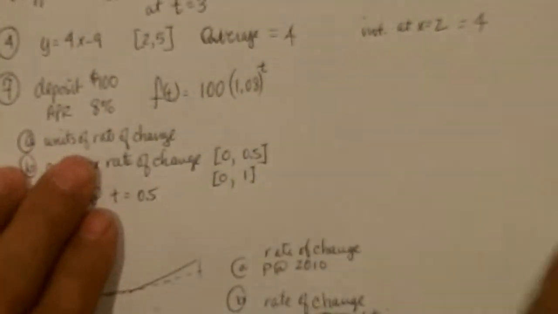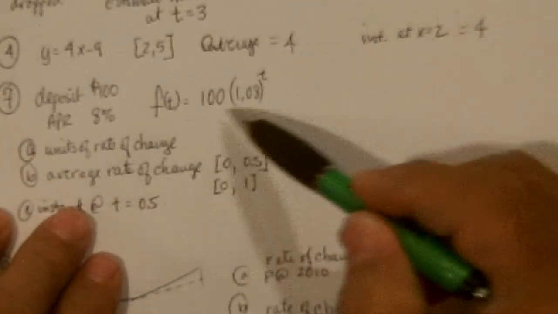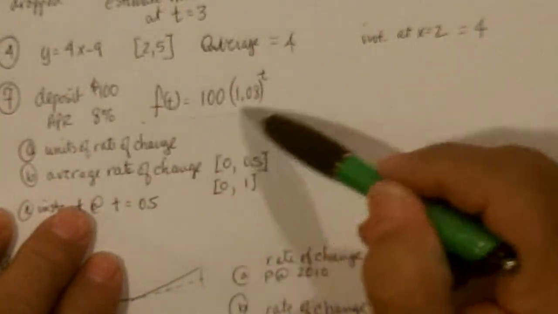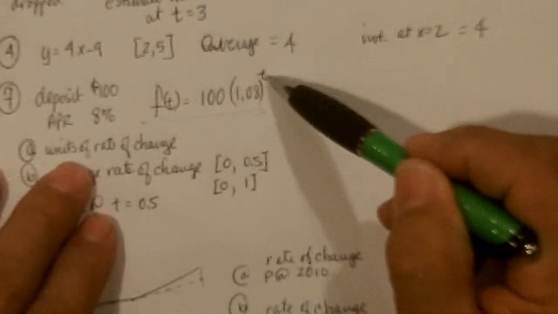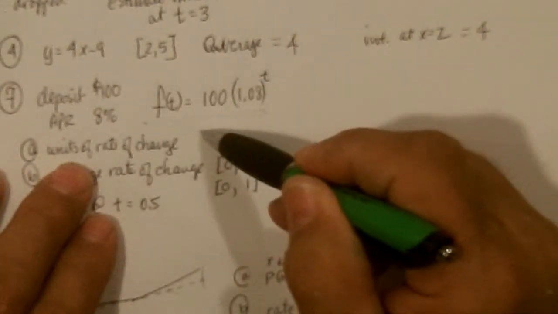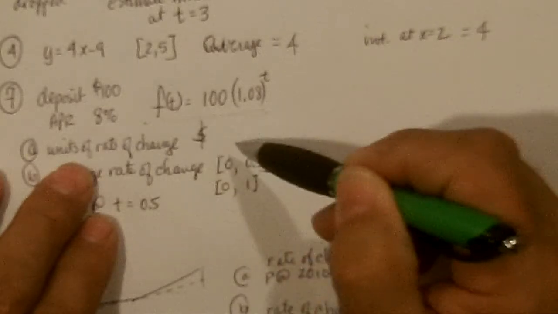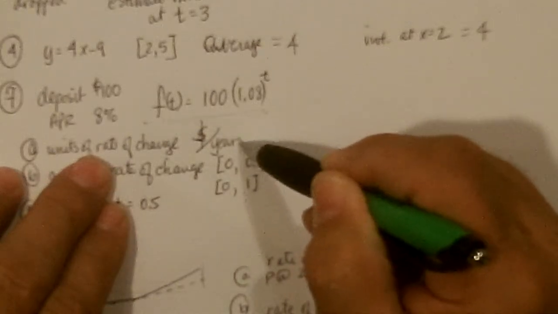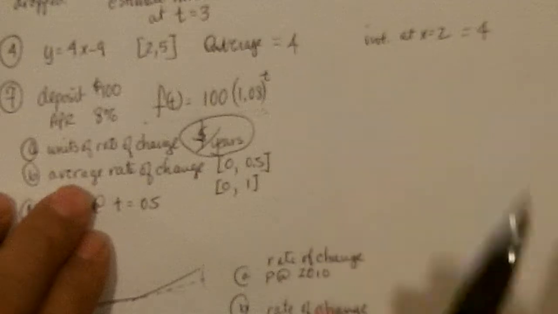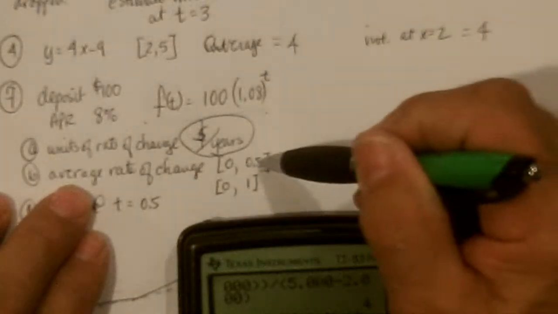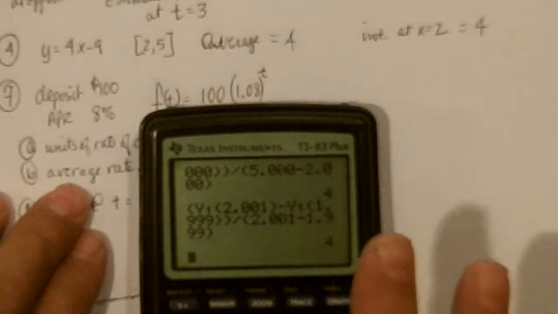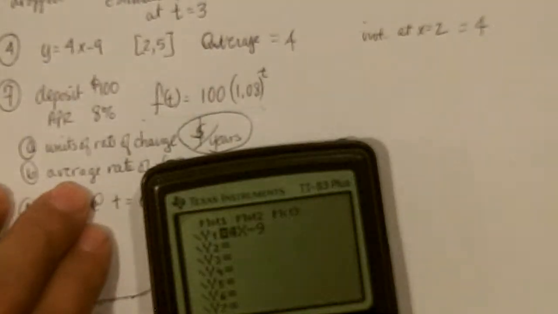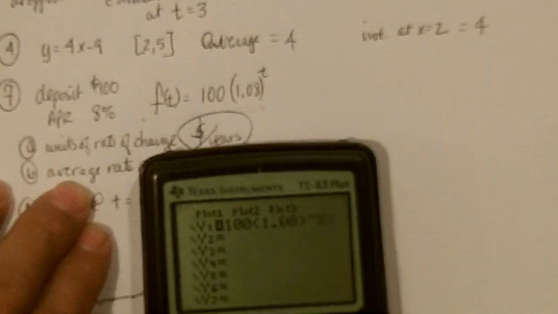Okay, number 7, it says, what's the rate of change if you make a deposit? And this shows you how much the total amount is after a certain amount of time. Well, the units of rate of change is going to be the change in dollars, so it's going to be dollars over the amount of time, and the time here is in years. Dollars per year. It says figure out the average rate of change between 0 and 0.5. So I'm just going to go to Y1 and put in the equation 100 parenthesis 1.08 close parenthesis to the X.